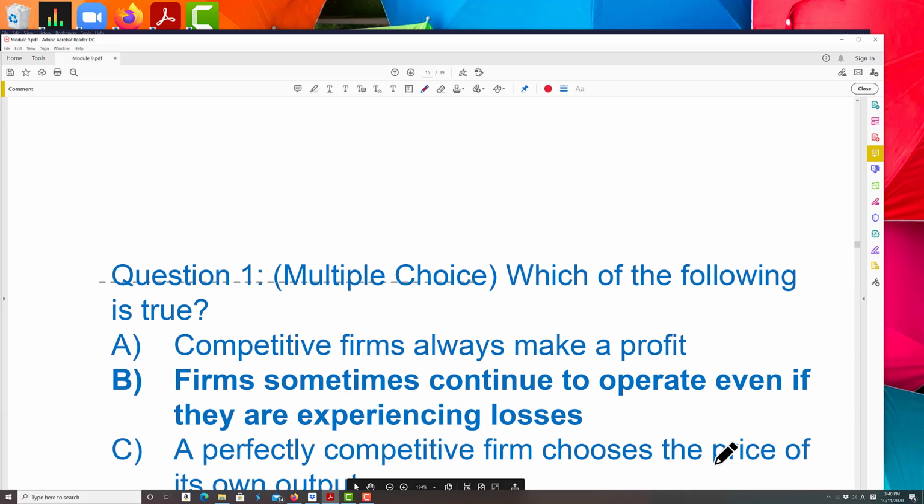So here are two questions. Which of the following is true? Competitive firms always make a profit? Not necessarily. Firms sometimes continue to operate even if they are experiencing losses. Yes, but if price is below the minimum of the average variable cost, then shut down the factory. Don't produce anymore. Optimal output in the short run is 0.